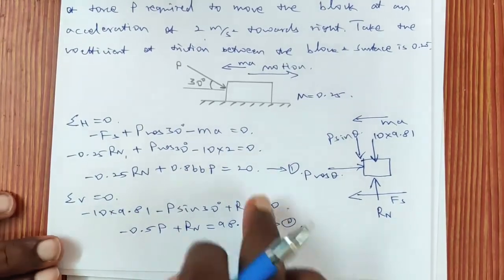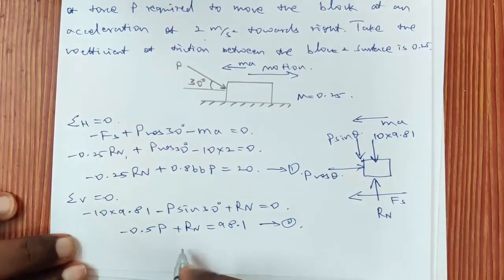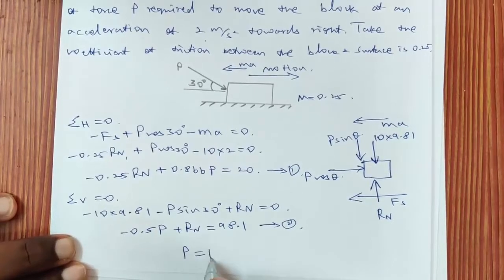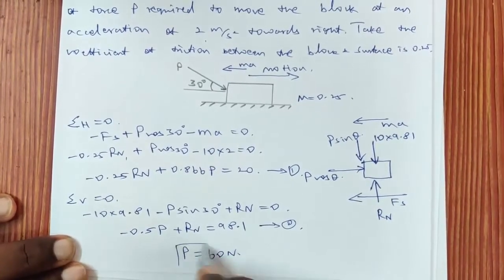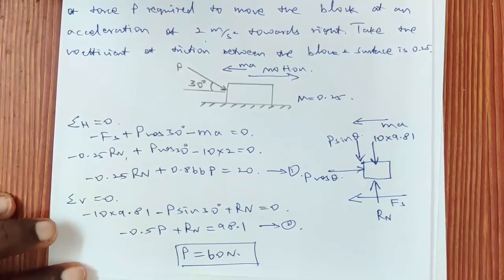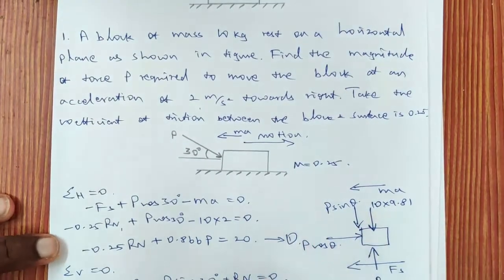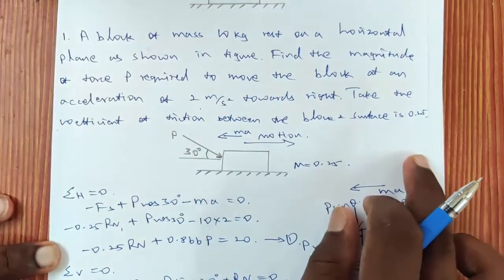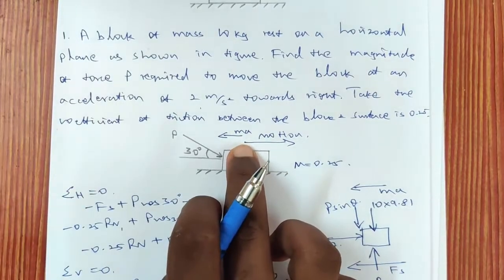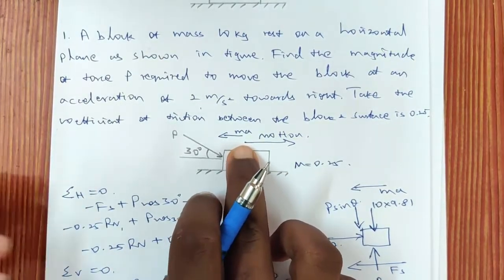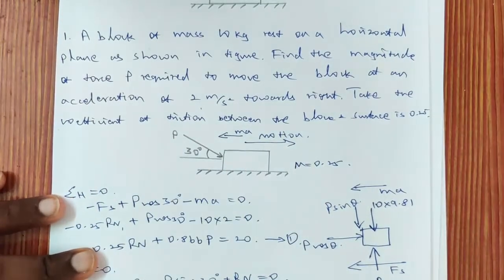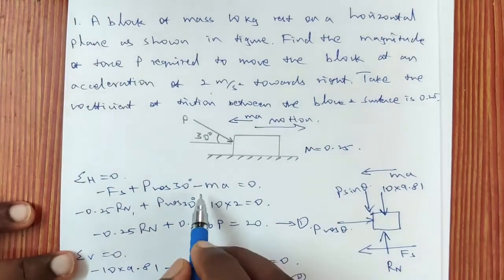So if you solve these two equations, then you will get the P value, that is P is equal to 60 Newton. So the important point about this problem is the body is moving towards right side direction. That is why we have considered the inertial force acting towards left side direction, and in the horizontal I have considered the inertial force.